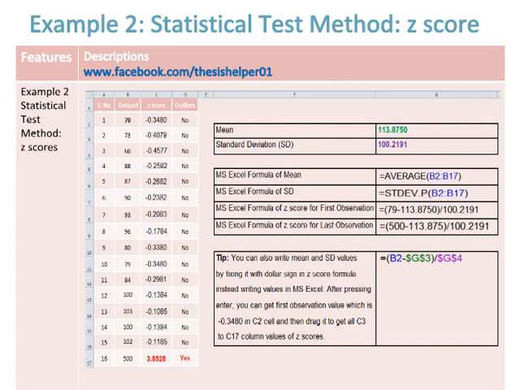It is an important tip that you can also write mean and SD values by fixing them with $ in the z-score formula instead of writing values in MS Excel. After pressing enter, you can get the first observation value, which is -0.3480, in C2 cell and then drag it to get all C3 to C17 column values of z-scores. Here the last observation 500 is an outlier because its z-score value is greater than 3, which is 3.8528.